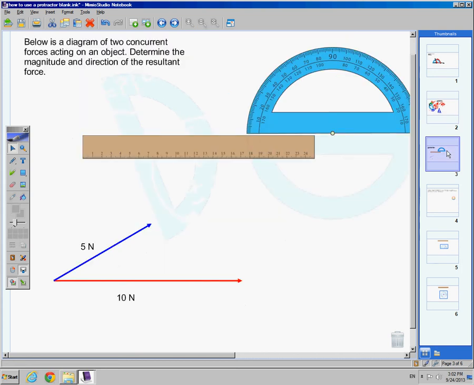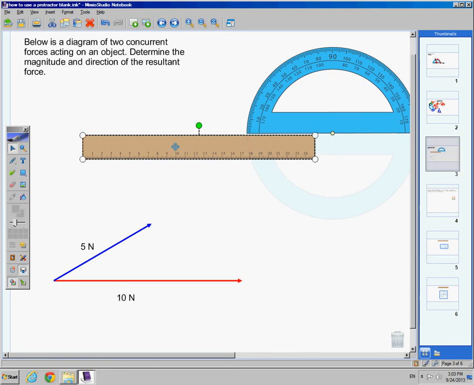All right, let's check out a question here. It says, below is a diagram of two concurrent forces acting on an object. Determine the magnitude and the direction of the resultant. So we have a 5 Newton and a 10 Newton, and I'm going to be honest with you, I don't think that looks right. So let's check it out.